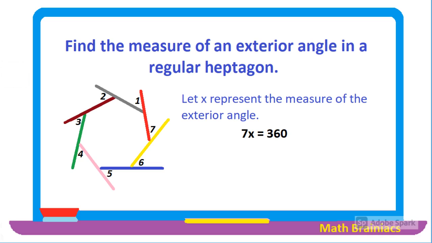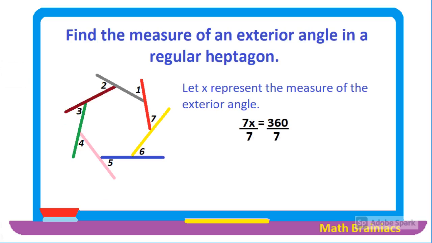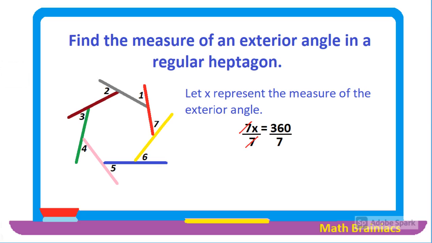However, we have learned that the sum of the exterior angles of a regular polygon is equal to 360 degrees. Therefore, in this case, 7x is equal to 360 degrees. Hence, to find the measure of the exterior angle of the heptagon, which is x, we're going to divide both sides of the equation by 7. And we can cancel out the 7 on the left side.